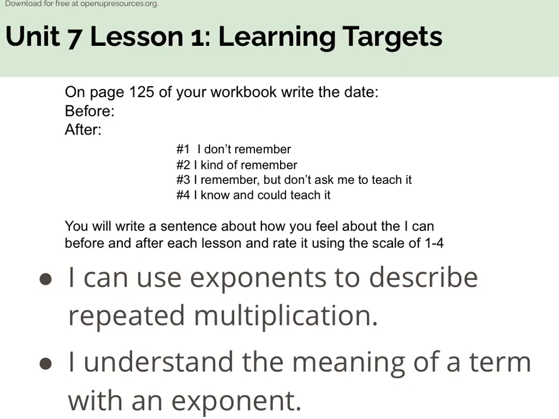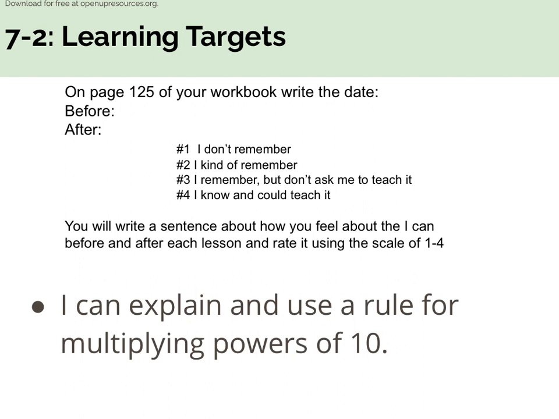All right, let's go ahead and turn to page 125. And we're reading 2 lessons, lesson 1 and lesson 2. Lesson 1 is I can use exponents to describe repeating multiplication. I understand the meaning of a term with an exponent. That is lesson 1. Lesson 2 is I can explain and use a rule for multiplying powers of 10. This is both of our goals for today, so we're actually doing quite a bit for today.